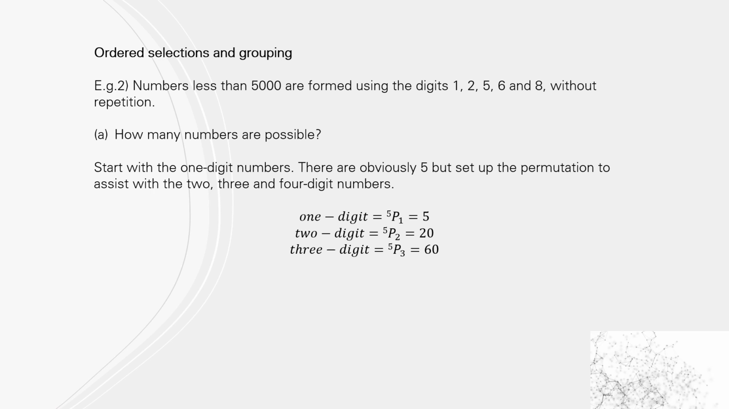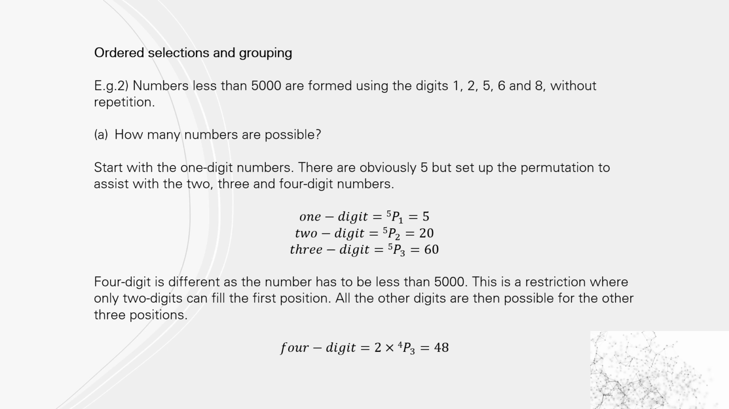For a 2-digit number, we've got 5P2, and for a 3-digit number, we've got 5P3. So that's, so far, that's up to there. Now we're going to focus on our 4-digit numbers, keeping in mind that since it's got to be less than 5,000, the first digit can only be the 1 or the 2.